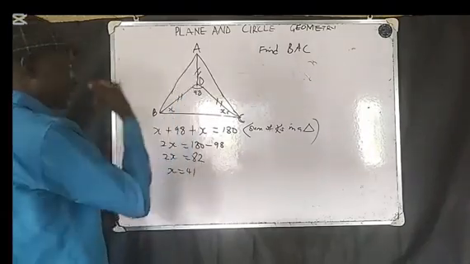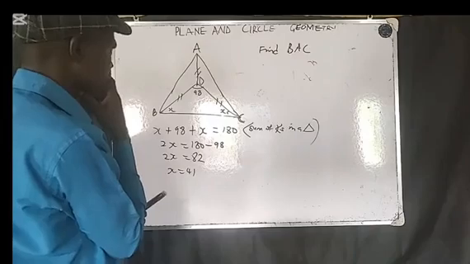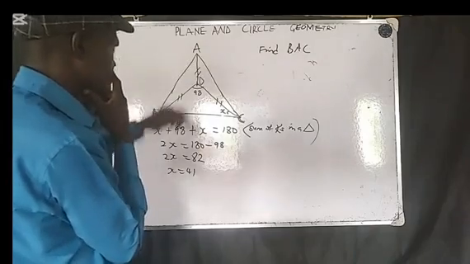How do we now get the rest? How do we get this side?